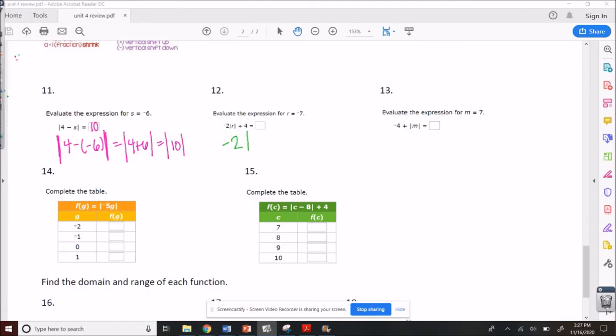Then we have -2 times the absolute value of -7, plus 4. Because there's nothing else inside of the absolute value, we will take the absolute value of -7 right now. So the absolute value of -7 is +7, and then we'll add 4. So -2 times 7 is -14, plus 4 is -10.